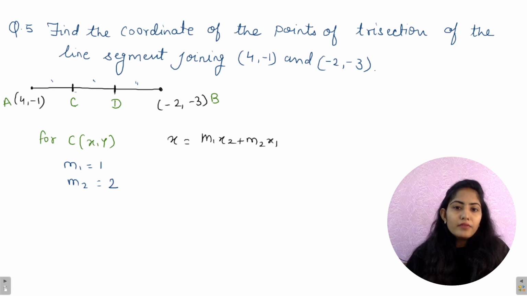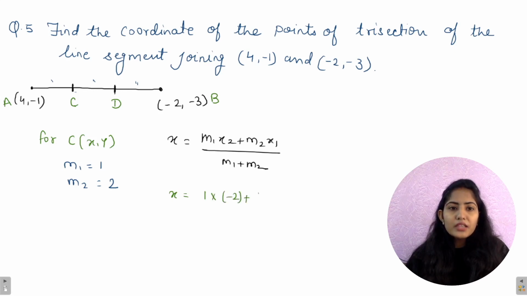x upon m1 plus m2. So let's put the values. X will be equals to, x is what, m1 is 1, x2 is -2 plus m2 is 2, x1 is 4 upon, okay, m1 plus m2 that is 3. So when we solve it, -2 plus 8 upon 3, so it will be 6 upon 3, that is 2. So we get the value of x.